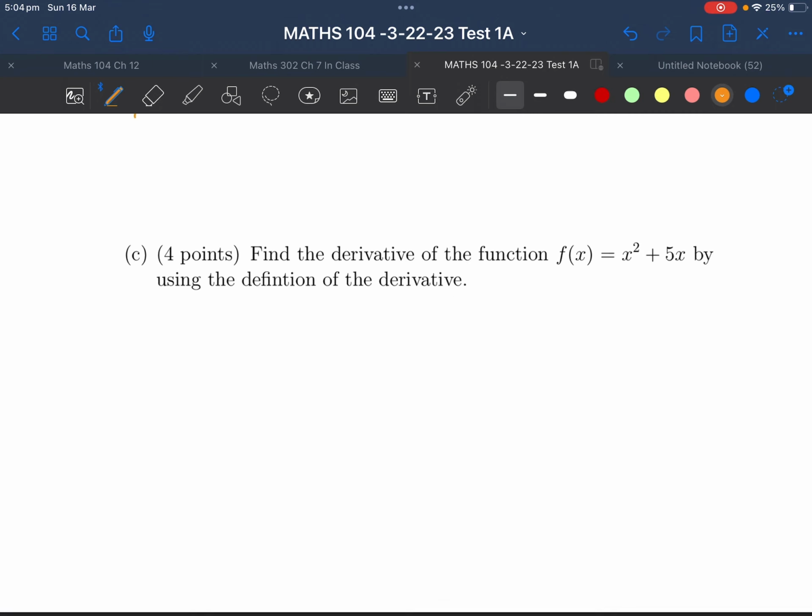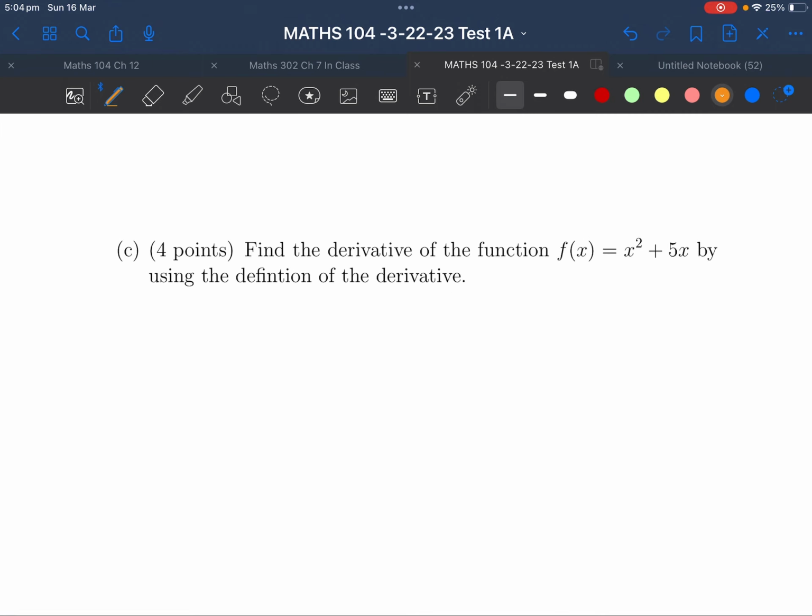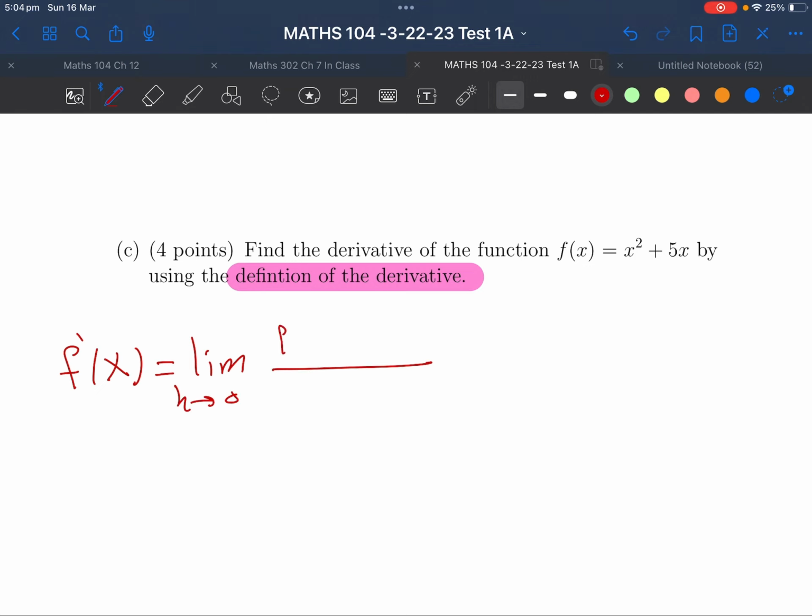The next question is a usual question where we need to find the derivative, but this time we need to use the definition of the derivative. The definition of the derivative is very simple, which means we need to use the limit. So we need to evaluate the limit as h goes to 0 of f of x plus h minus f of x, divided by h, which means, what is f of x plus h?